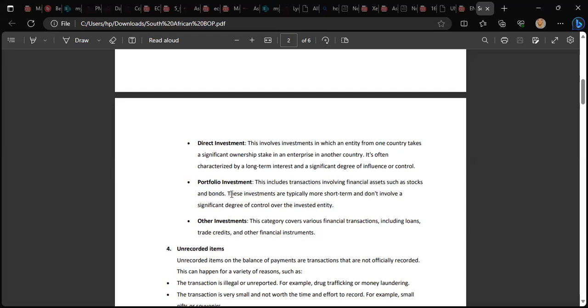So whenever you're making a description on the BOP and you're talking of the financial account, you want to point out the difference between these two. Obviously, direct investment is preferred to portfolio investments, because portfolio investment is very fickle. It comes and goes, and it can be destabilizing, really destabilizing on the stock market.